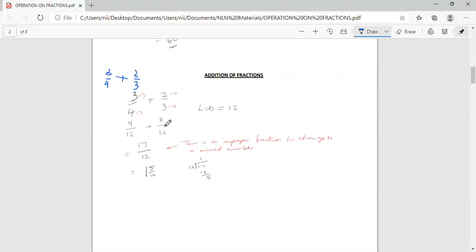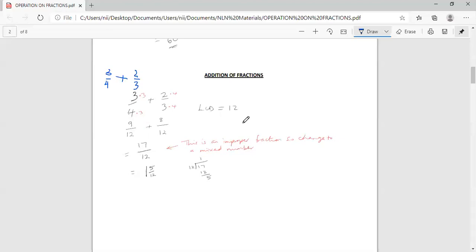Now we can add the numerators. So when you're adding fractions, you add the numerators, right? Not the denominators, just the numerators. So I have 9 plus 8, and that gives me 17, over the common denominator of 12. In other words, you're looking at 12 parts, right? So you have 9 out of 12 parts and 8 out of 12 parts, and you're adding them. So what do you get?